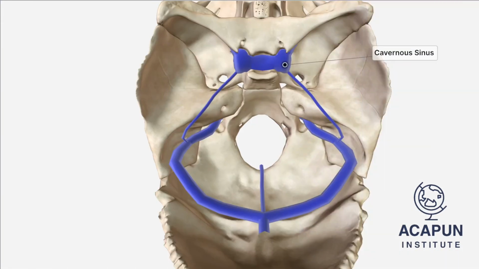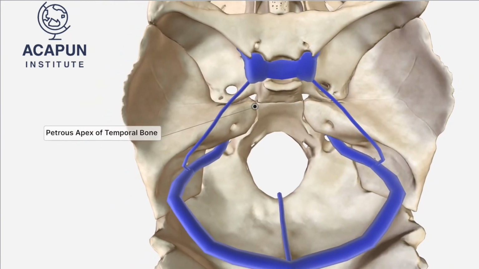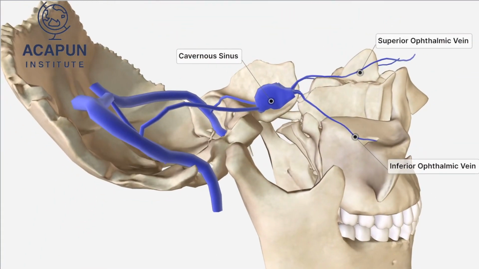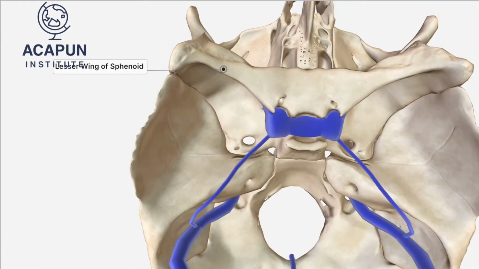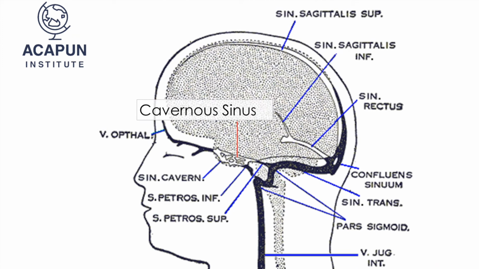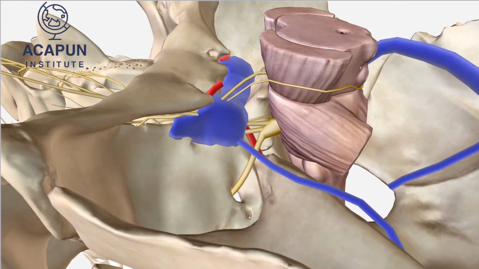Its anterior border is seen at the superior orbital fissure, and posteriorly it extends to the petrous apex of the temporal bone. The superior and inferior ophthalmic veins drain into the cavernous sinus, and so do the superficial middle cerebral veins and the sphenoparietal sinus. The sphenoparietal sinus is a small sinus which runs underneath the lesser wing of sphenoid. The cavernous sinus itself is drained via the superior and inferior petrosal sinuses, which return venous blood to the transverse sinuses and internal jugular veins, respectively. The petrosal sinuses are small sinuses, which, as the name suggests, are located in relation to the petrous parts of the temporal bones.